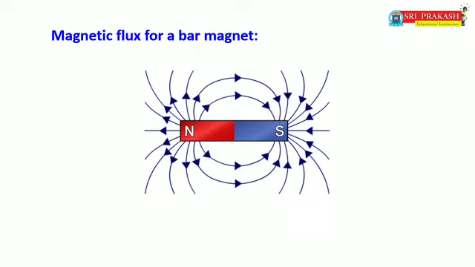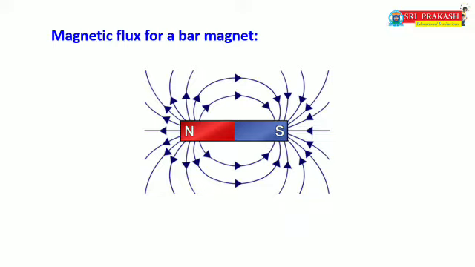Next one, magnetic flux for a bar magnet. You can see the diagram. A bar magnet, with the north pole and south pole indicated. Now to analyze the magnetic flux due to this bar magnet, we take a reference pole. In the case of an electric field, we consider 1 unit positive charge as a reference, and with respect to that we give the complete electric flux details. In the case of magnetic flux, we take the reference as 1 unit north pole.